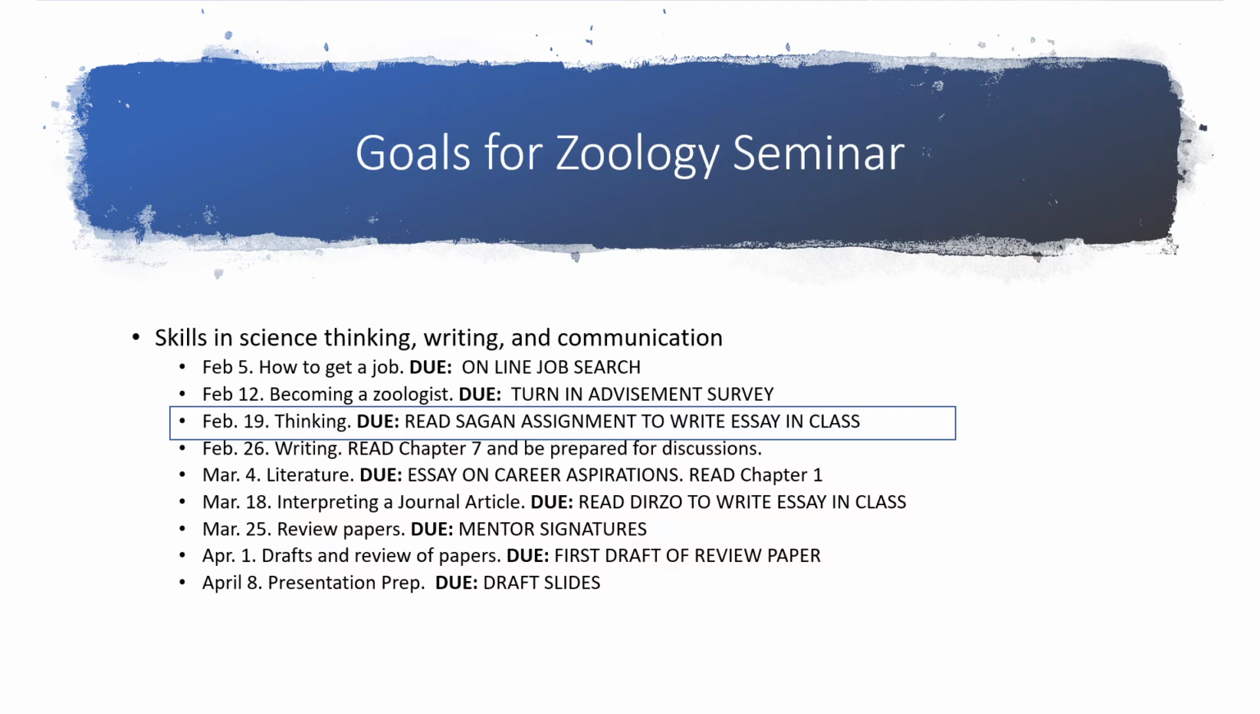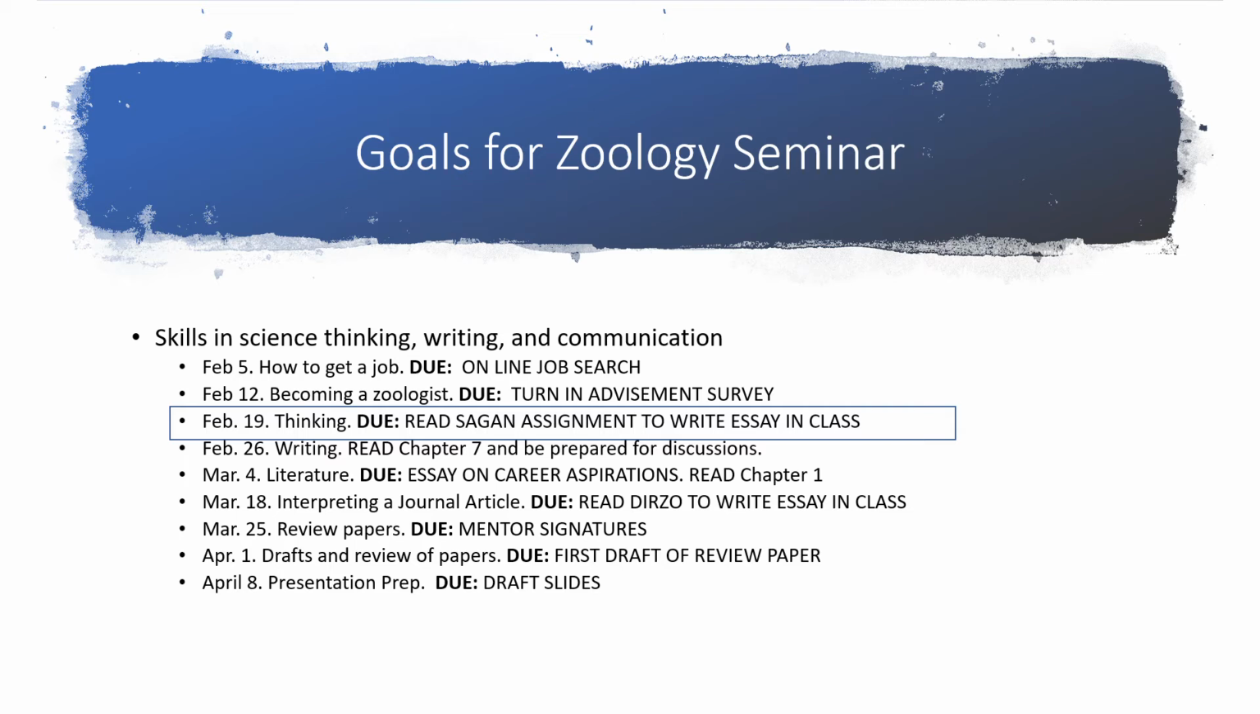On the 19th, I'm going to require you to have read this paper by a guy named Carl Sagan. Some of you may have heard of him. He was an astronomer. He died a few years ago. He was a very important science communicator. One of the things that those of us who are aspiring to be scientists need to do is to be able to communicate with the public, family, friends, strangers in an elevator about why it's important to be a zoologist, why it's important to be interested in animal ecology.